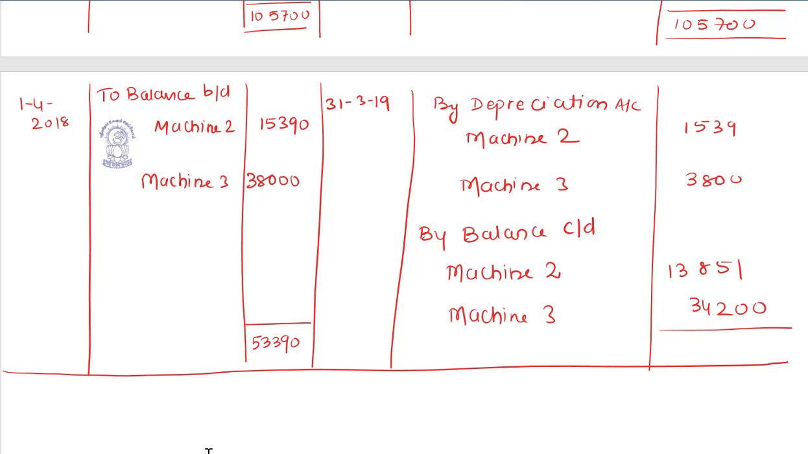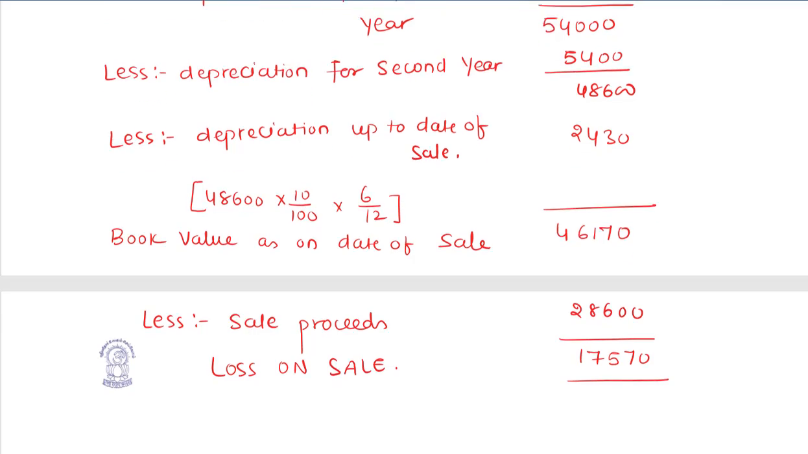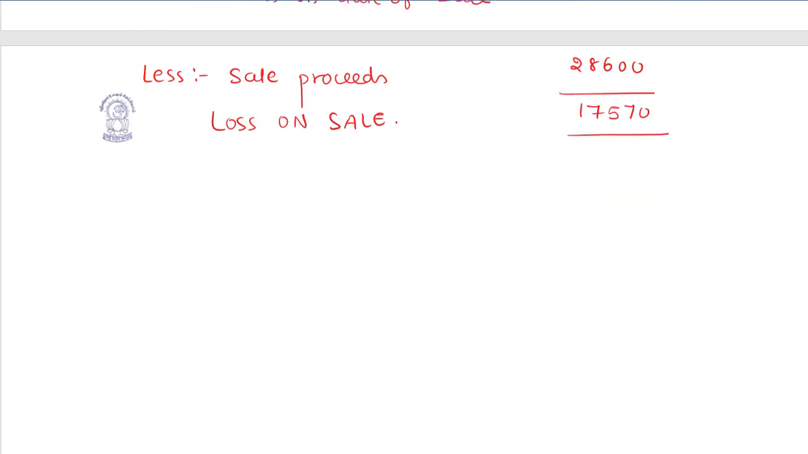The total is 53,390 over here and 53,390 in the credit column. I believe you understood. Okay, so we are continuing. Let's write one more illustration.